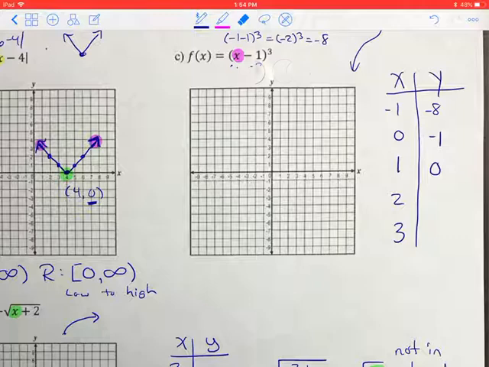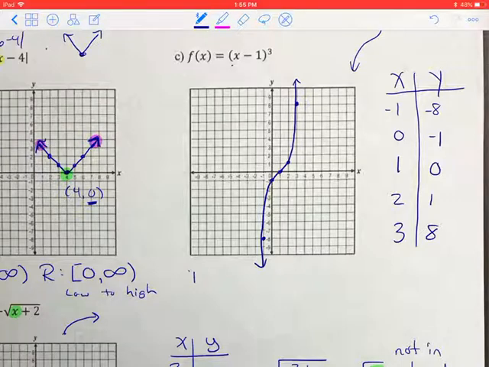All right, so let me go erase this one. Now if I plug in a 2, 2 minus 1 cubed, that would be 1 cubed, which is 1. And if I plug in a 3, 3 minus 1 cubed would be 2 cubed, which is 8. And so that gives me a bunch of points that I can plot. Let me erase all this. All right, so I've got -1, -8, 0, -1, 1, 0, 2, 1, and 3, 8. So I can see that nice little curve.